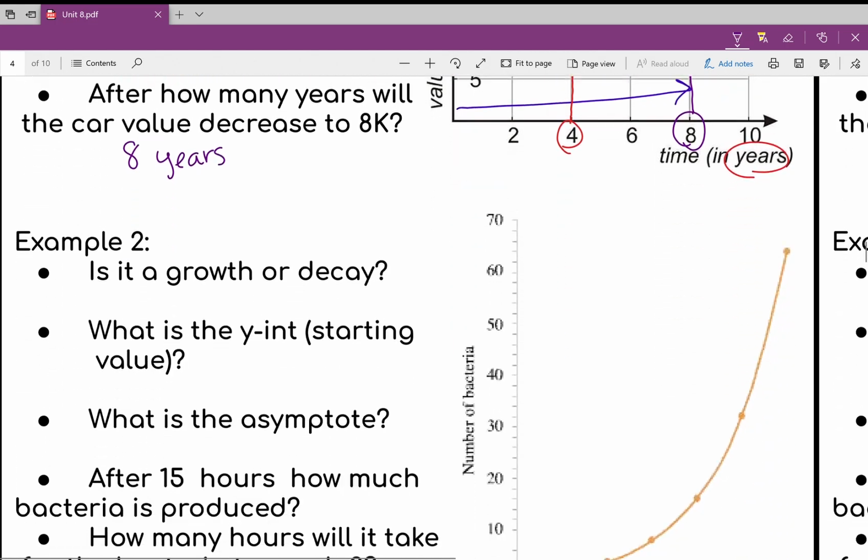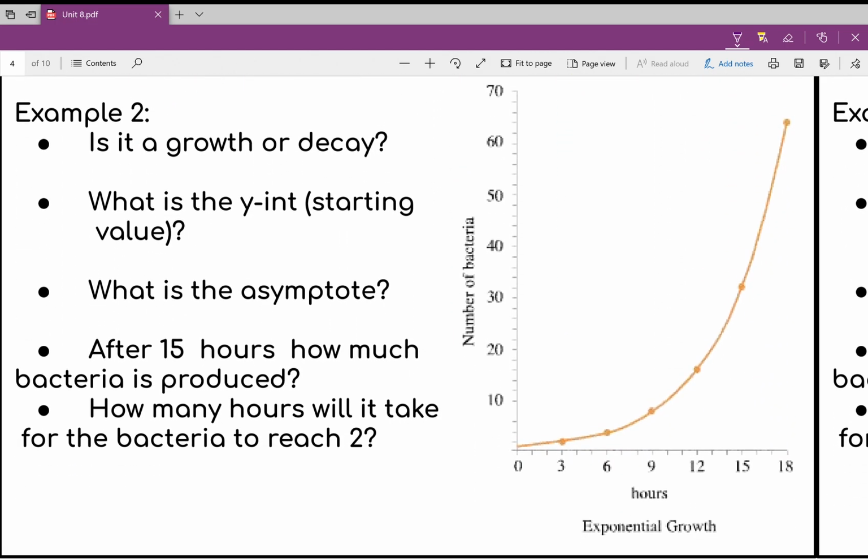Okay, example 2. Remember, our first question says, is it a growth or decay? So what we need to do first is we need to read it from left to right, and we need to see, is this line going up or is it going down? So since it's going up, we know it's a growth.